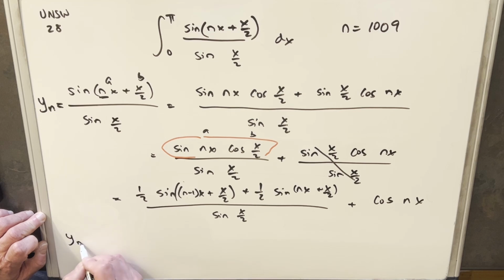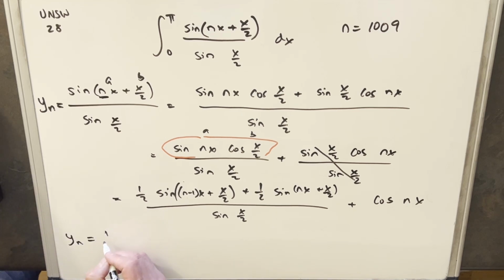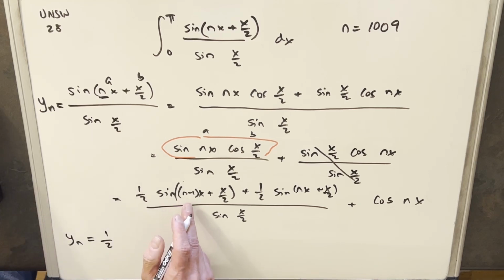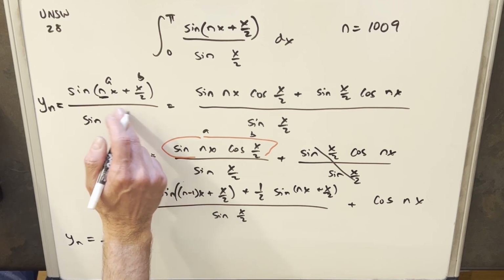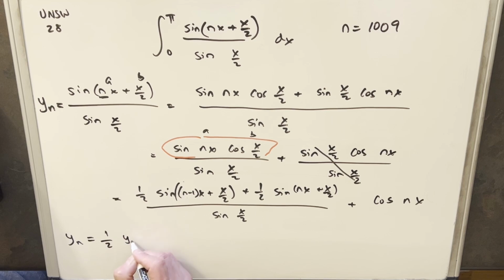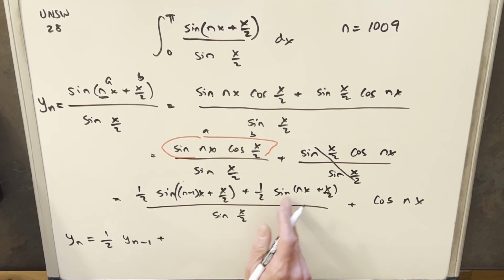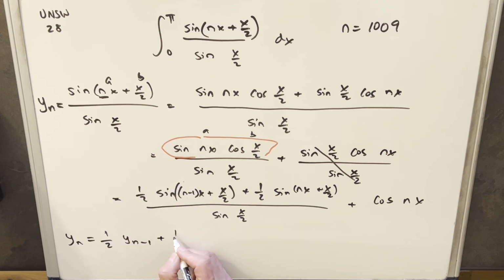So what do we have? For y sub n, here we have 1/2. Now this thing here is almost exactly the same, but we just have n minus 1 as an input. So this here is y sub n minus 1. This here is exactly a half times this, so this is going to be half y sub n, and then we're just going to bring over our cosine nx.